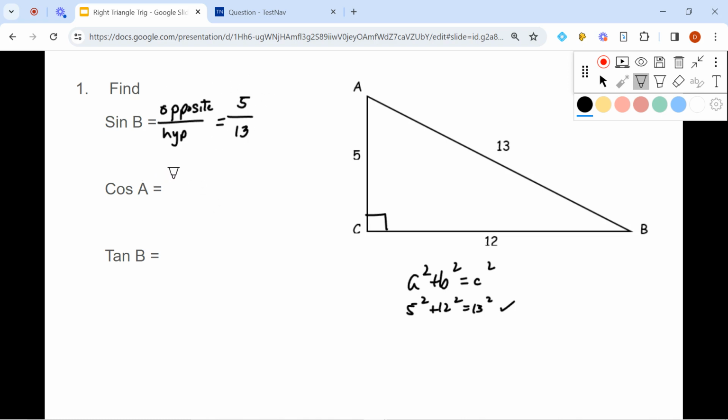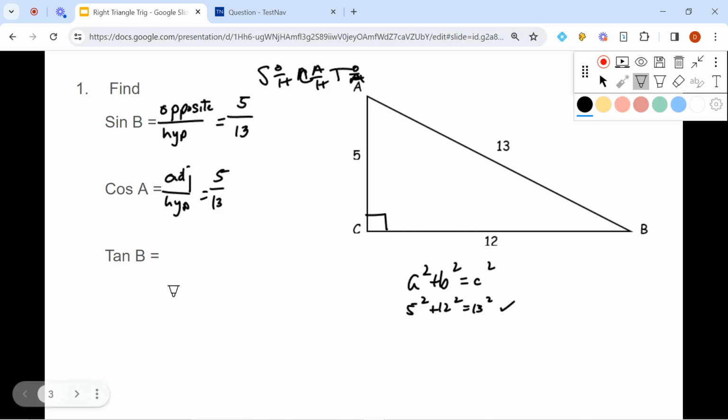The cosine of A: cosine is the adjacent side over the hypotenuse. Remember? SOHCAHTOA. Adjacent over hypotenuse. So from angle A, the adjacent side is 5. That's the one attached to angle A that's not the hypotenuse. And the hypotenuse is 13. So cosine of A also happens to be 5 over 13.